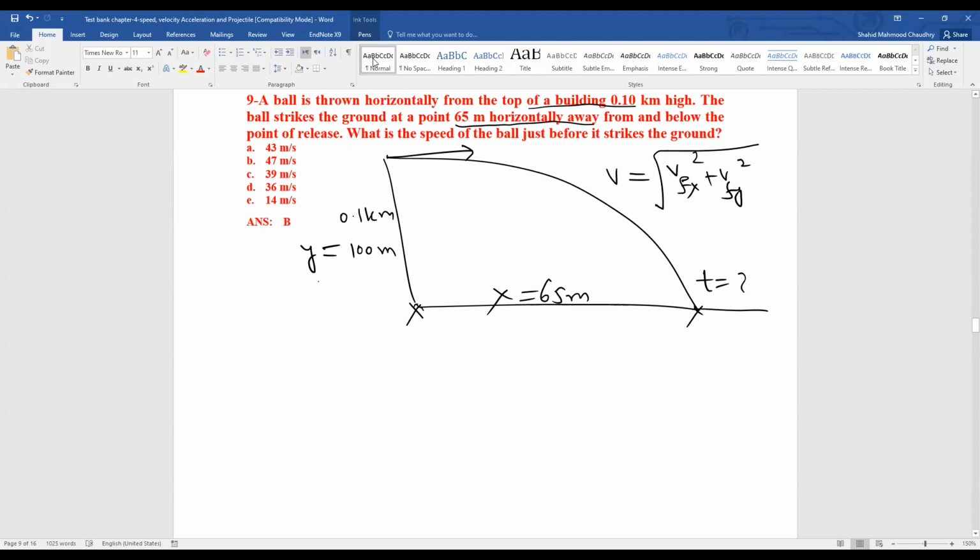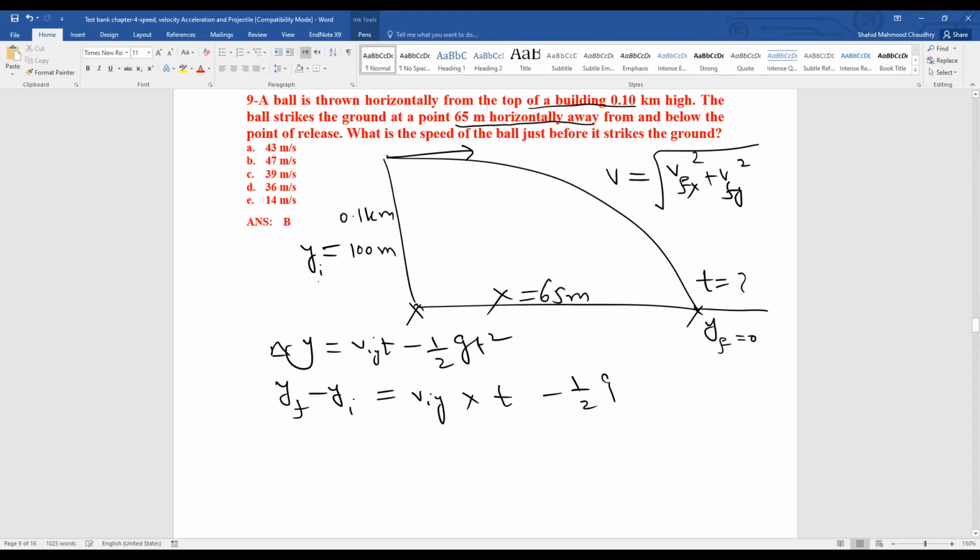To find the time, we will apply the formula y is equal to Vi y into t minus 1 over 2 g t square. Actually, this is delta y. So delta y means here the y final is 0, and here the y initial is 100. So we will apply delta y, that is yf minus yi, is equal to Viy into t minus 1 over 2 g t square.